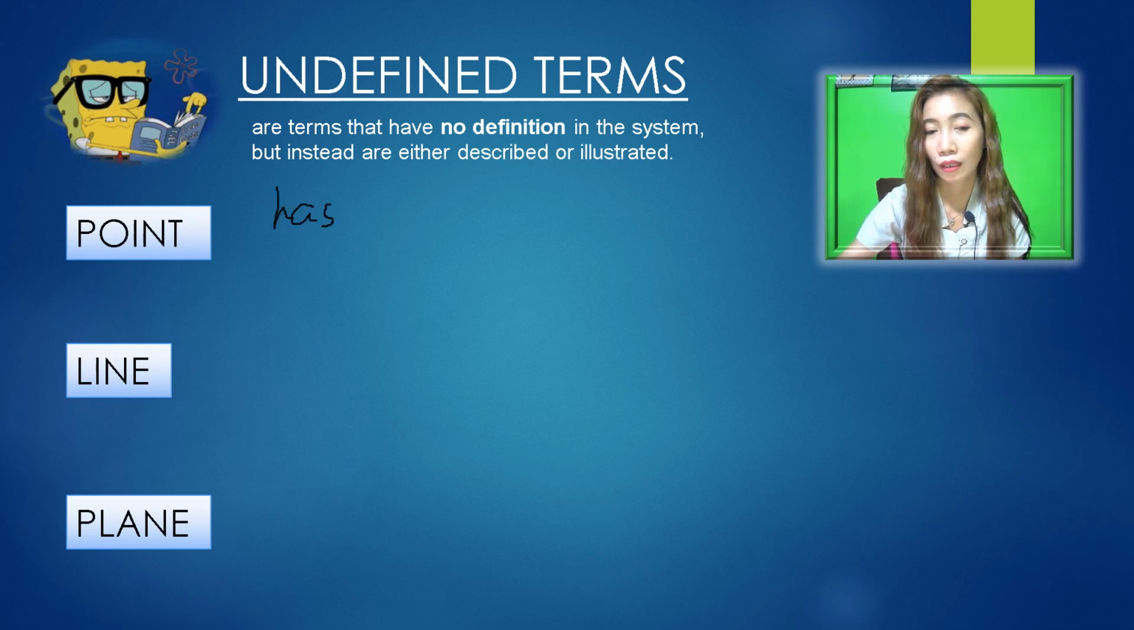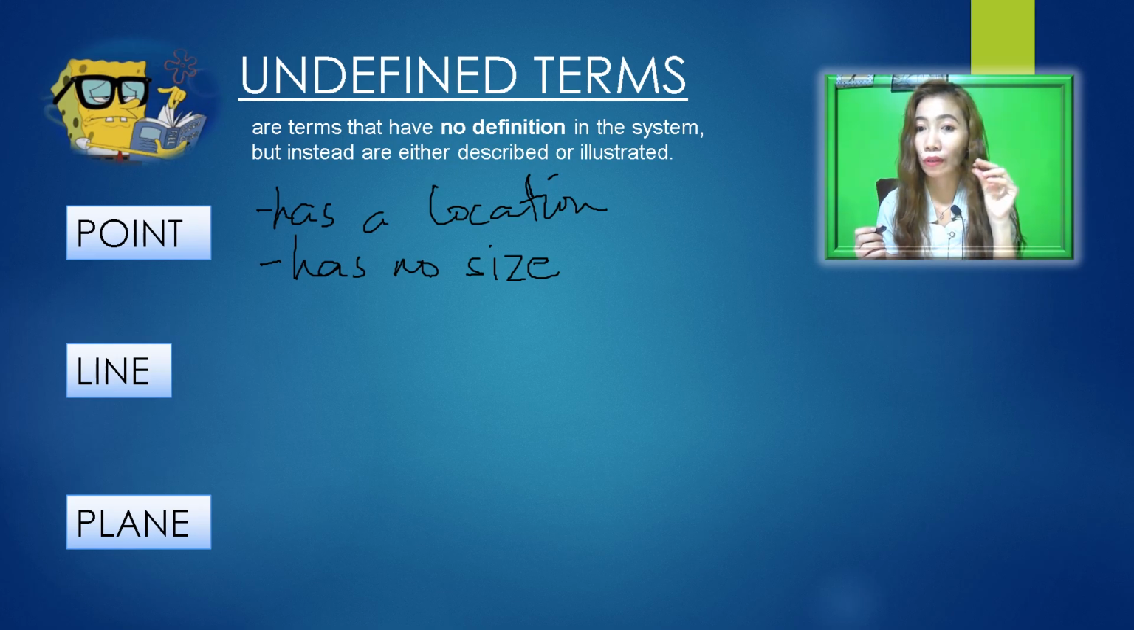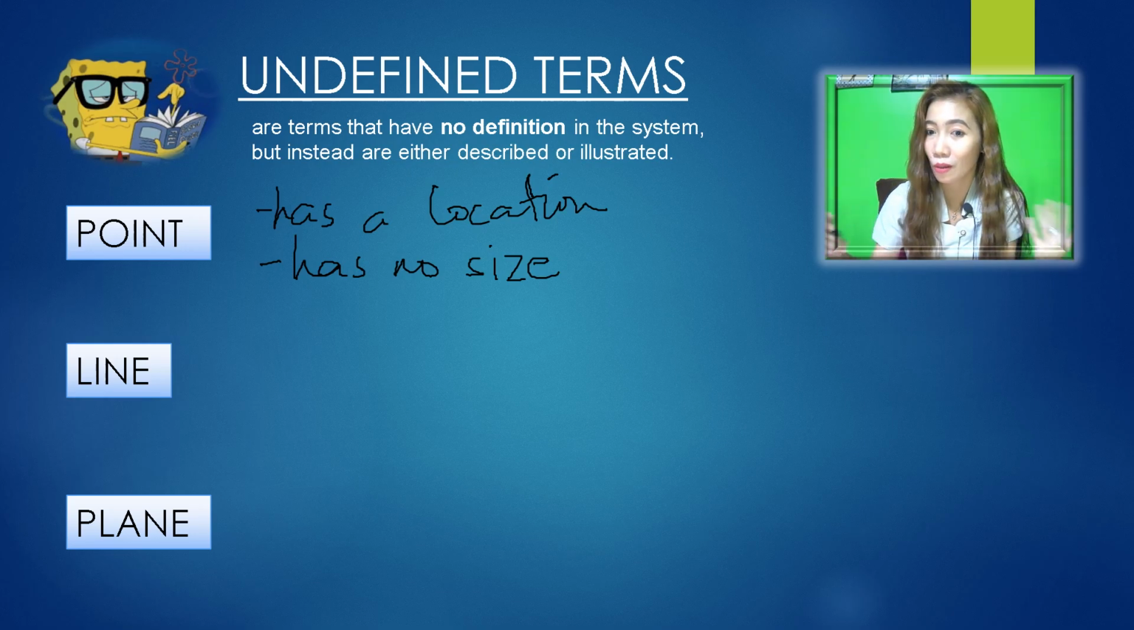Okay, it has a location, but it has no size. Kasi nga, point lang siya. It's a dot. Kumbaga, in real life, what represents a point? A tip of your pen, a tip of your hair. So, that's it. So, it has no size.